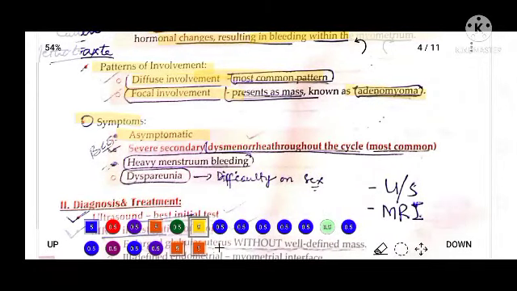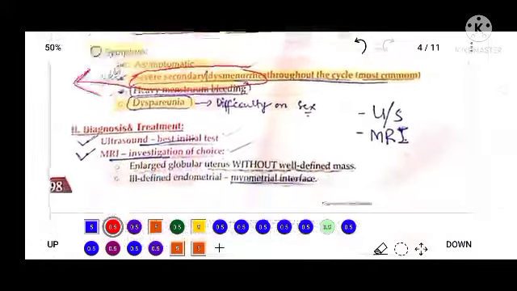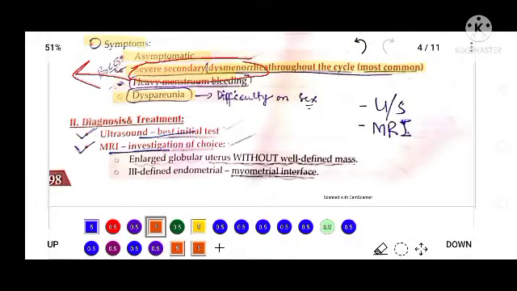Symptoms: the patient may be asymptomatic, or there may be severe secondary dysmenorrhea, a painful menstrual cycle, heavy menstrual bleeding, and dyspareunia, painful sexual activity. This can be differentiated from fibroids because in fibroids there is painless heavy vaginal bleeding, while in adenomyosis there is heavy vaginal bleeding which is painful. So in this way we can differentiate both of these conditions.